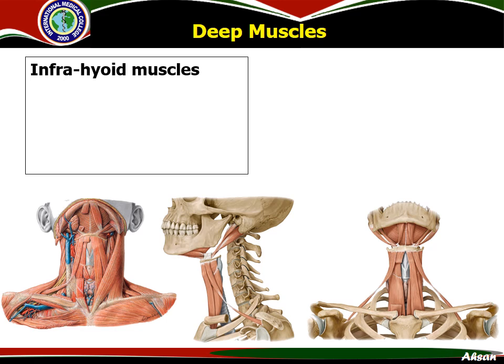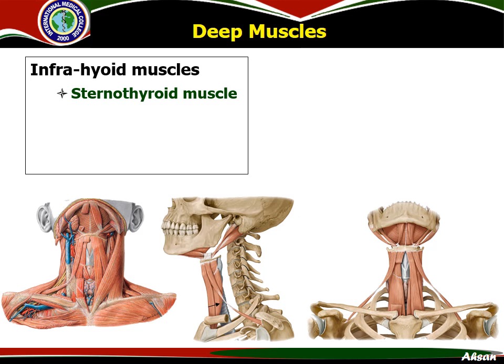Let me discuss the deep muscles. I will not go into detail of these deep muscles. We can classify them as per their position related to the hyoid bone: the muscles above the hyoid bone and below the hyoid bone. The muscles below the hyoid bone are known as infrahyoid muscles. The name indicates the distribution of the muscles, extending from bone to bone or cartilage to bone.